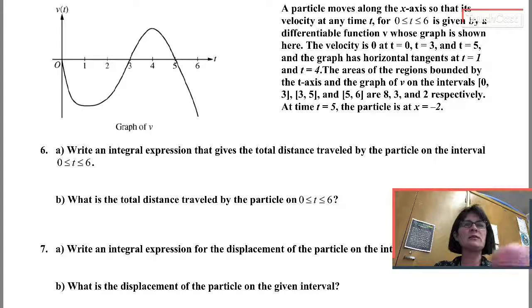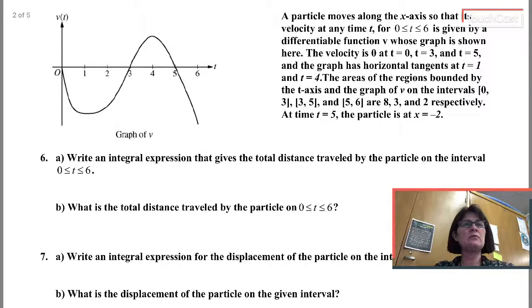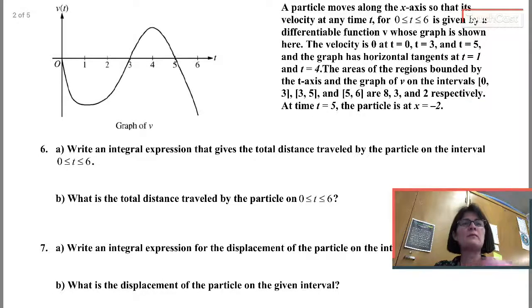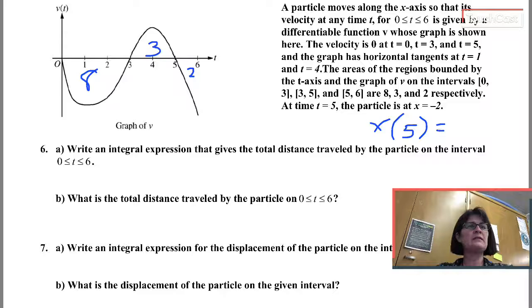Here, I've been told the areas of the regions bounded by the t-axis in the graph. Between time 0 and 3, this area is 8. Between time 3 and 5, that area is 3. And between time 5 and 6, this area is 2. That's going to help me later. And I know that x of 5 is -2.